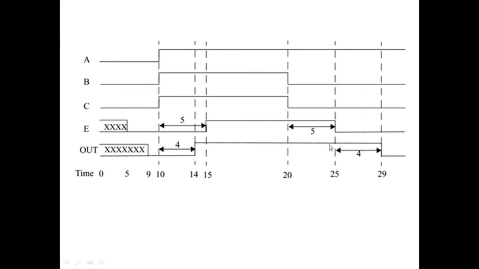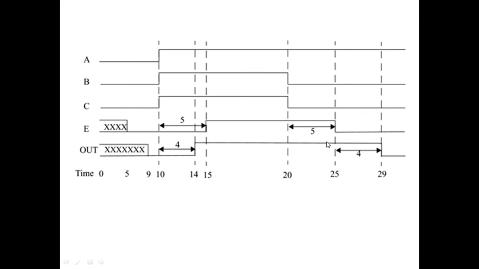So for how long will it be logic 1? That depends completely on C and E. C is logic 0 for 5 seconds from 20 to 25, and E is logic 1 for 5 seconds from 20 to 25. So here out is nothing but the 4 time-unit delay of your E signal. So from 24 to 29, for 5 seconds, the output out will be logic 1.